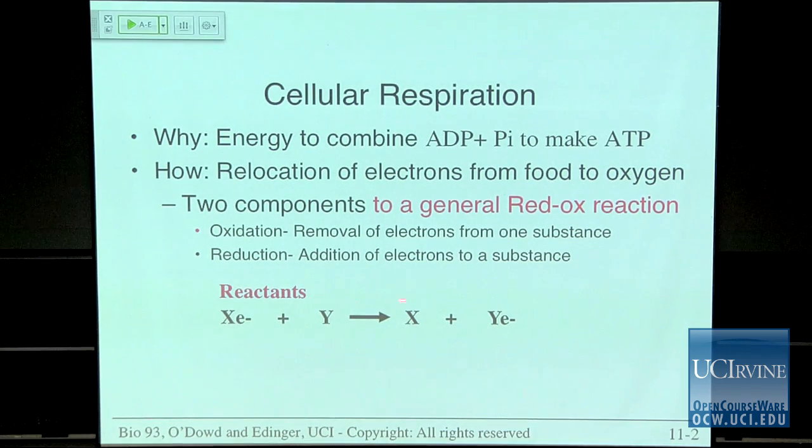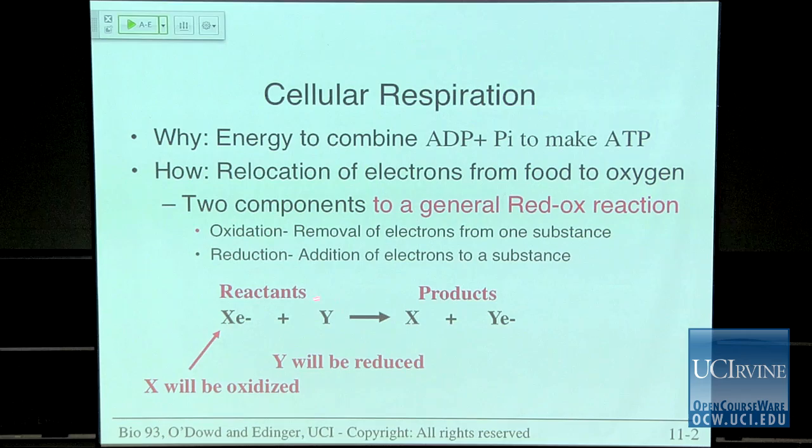We have reactants on this side, products on this side, and in this reaction, we have that X, this molecule X, is going to be oxidized because it has an electron that can be removed. So oxidation is removal of an electron, and reduction is addition of an electron. So what's going to happen is this electron is going to be removed from X, which is oxidized, and it will be added to Y, so Y is reduced. So here are the products. X has lost its electron, and Y has gained an electron.